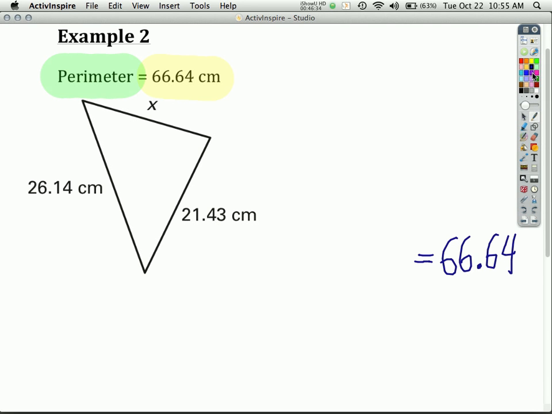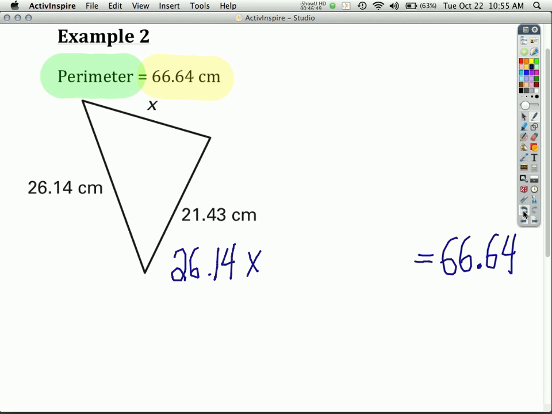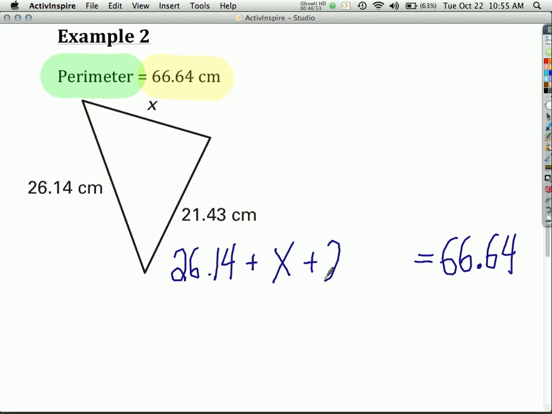Add up all the sides. And it does not matter the order because we're adding. So it could be this side plus this one plus this one. It doesn't really matter the order. 26.14 plus x plus 21.43. And now we've established an appropriate equation to solve.